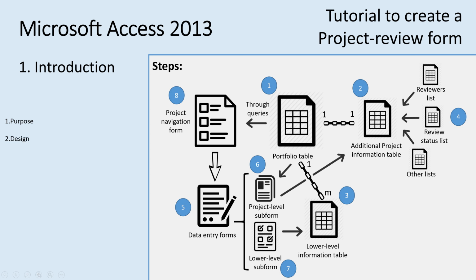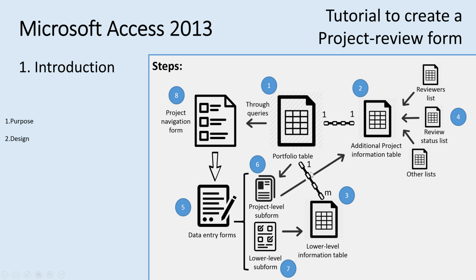So since one project can have more than one component, the project ID is going to be repeated more than one time in this lower level information table. So it means that the link between these two tables is going to be one to many, meaning that a project can appear more than once in this data set.